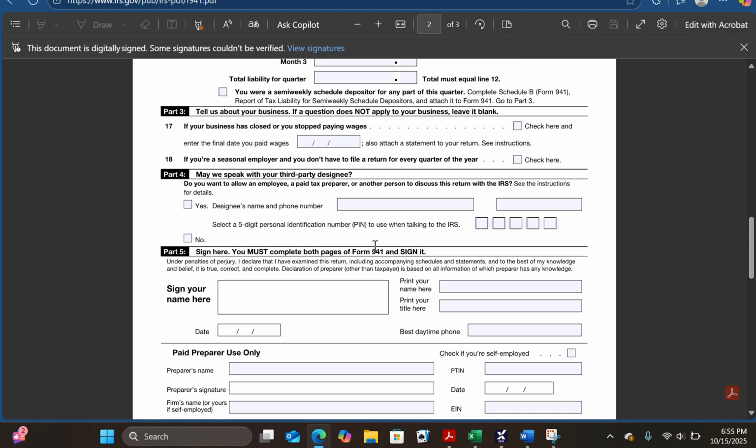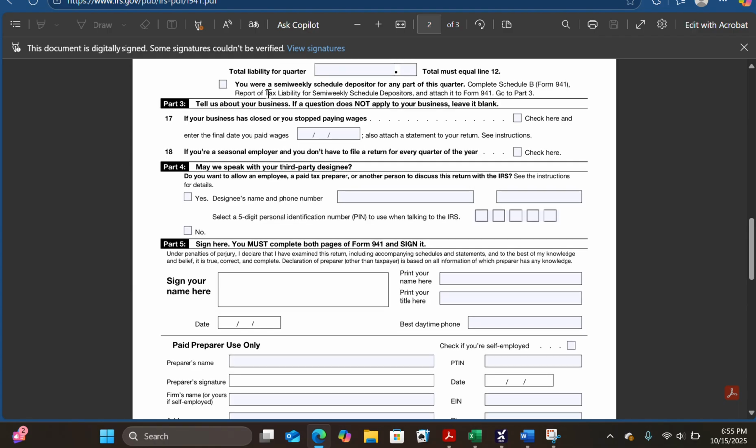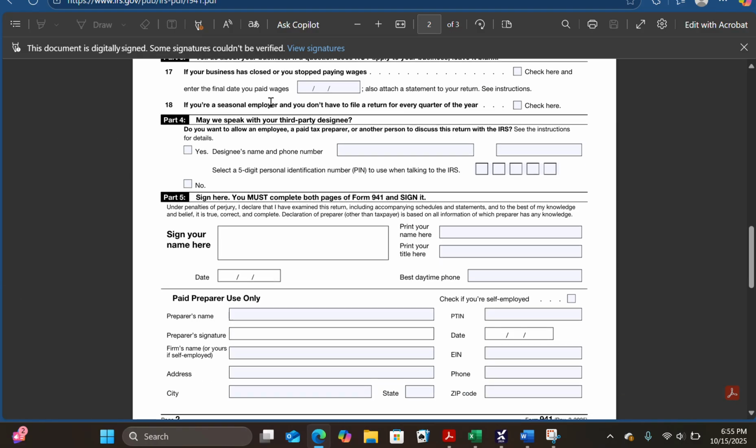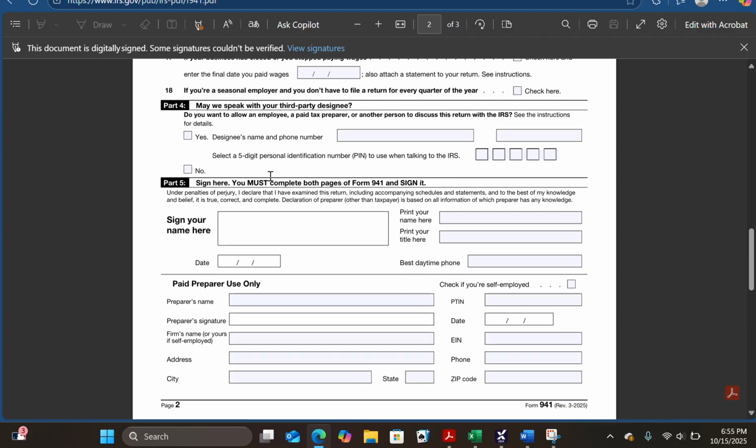But if you're kind of new to this, this is the authorization page. You pretty much fill this out. On part 3, it tells about your business, when it started, when it closed, if you're closing, if you're seasonal. Then if you hire someone to speak on your behalf, now I always recommend having a third party speak on your behalf for the official documents. This way you could deny stuff later. That's always the key.